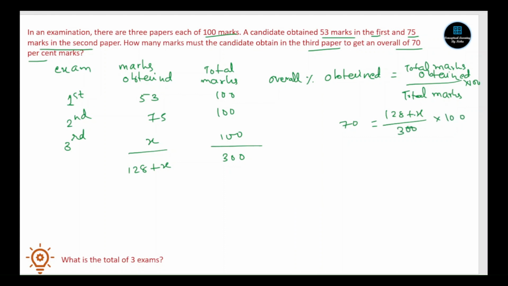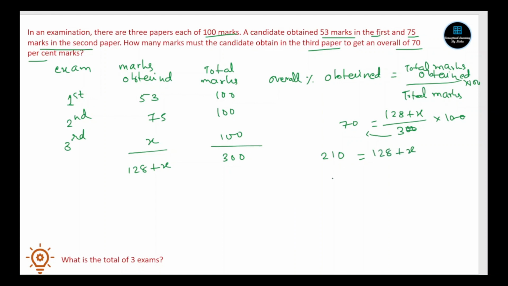Correct? Now, do it carefully. Solve it carefully. You have to cancel out the 0 first and then cross multiply this 3 with 70. So what do we get? 70 into 3, 210 is equal to 128 plus x.